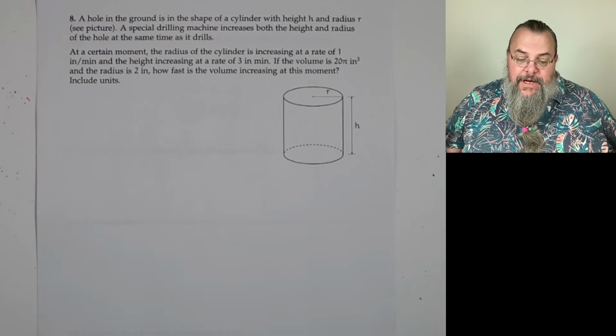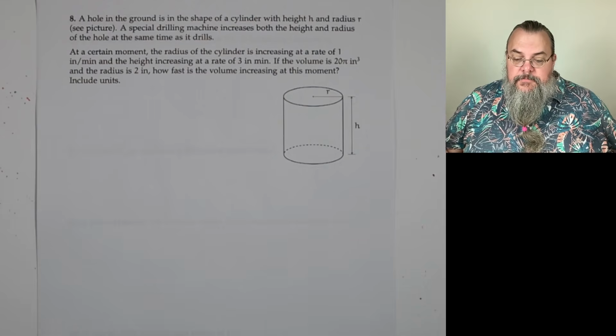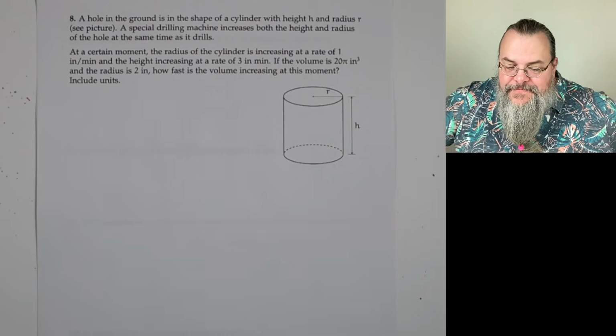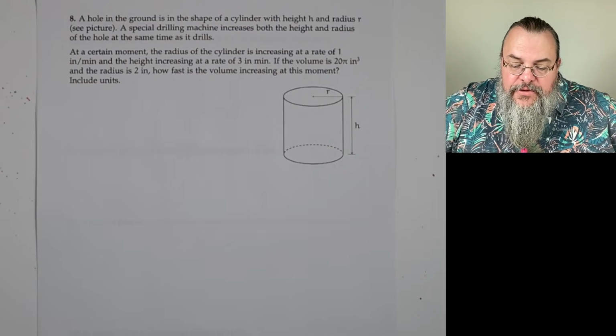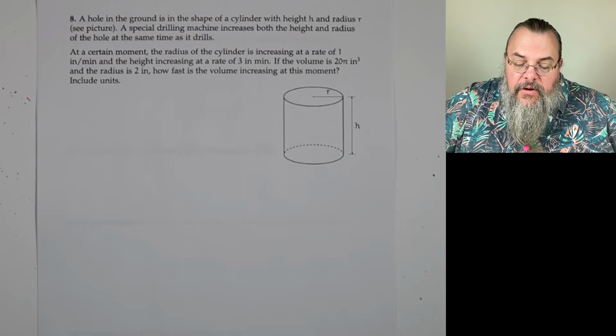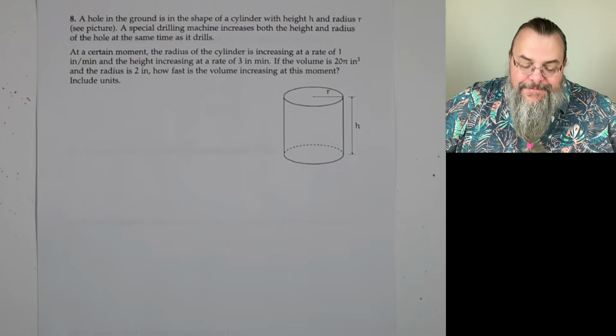A hole in the ground. All right, this is probably our hole here. Is in the shape of a cylinder with height h and radius r. See the picture? Nice picture. A special drilling machine increases both the height and radius of the hole at the same time as it drills. That's a pretty good machine.